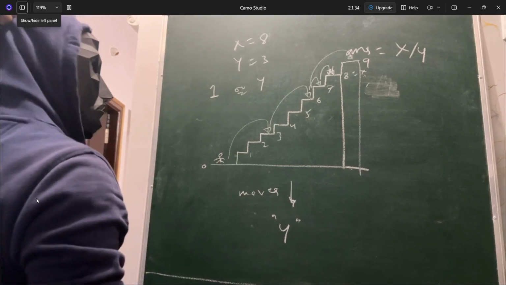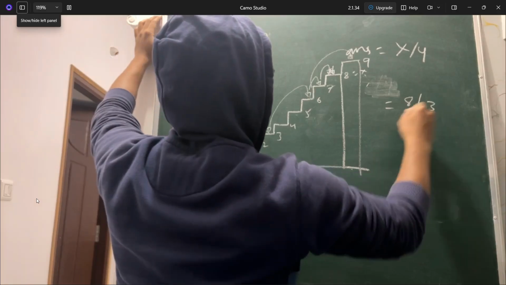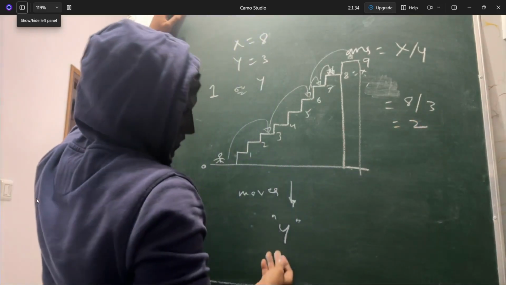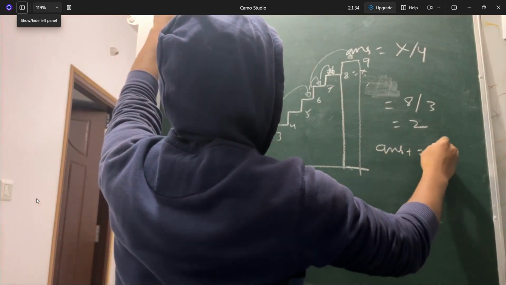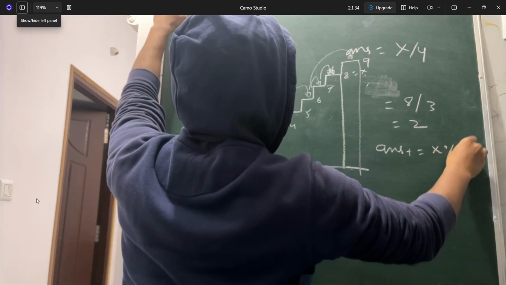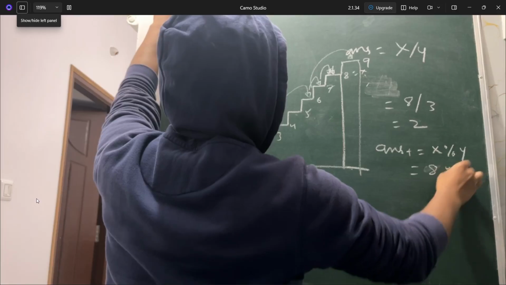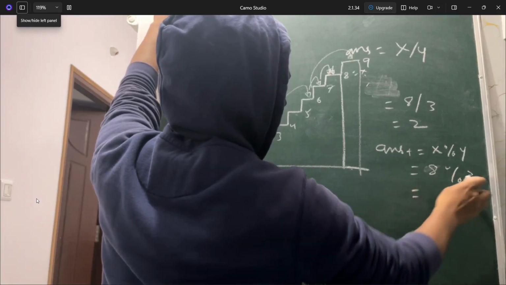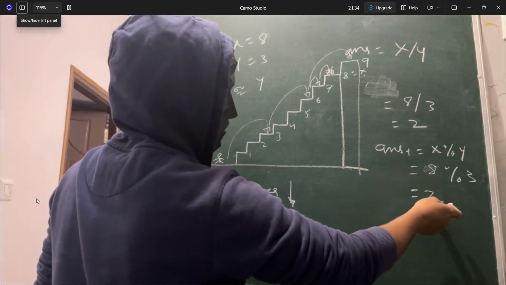But if you try to find it mathematically, x is 8, y is 3. x by y will give you 2, but the answer is 4. So one more thing you will have to do is answer plus equals x modulo y. Why x modulo y? x is 8 and y is 3, so its modulo remainder will be 2.